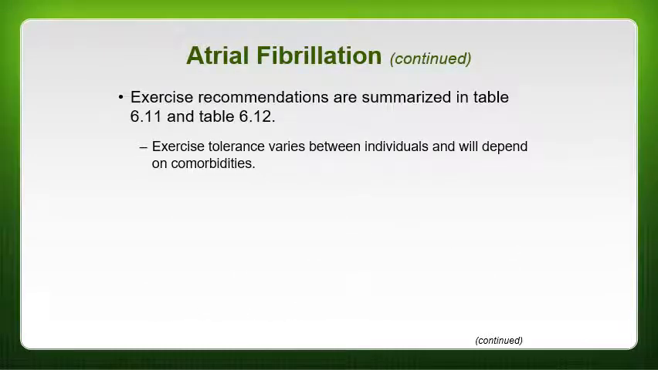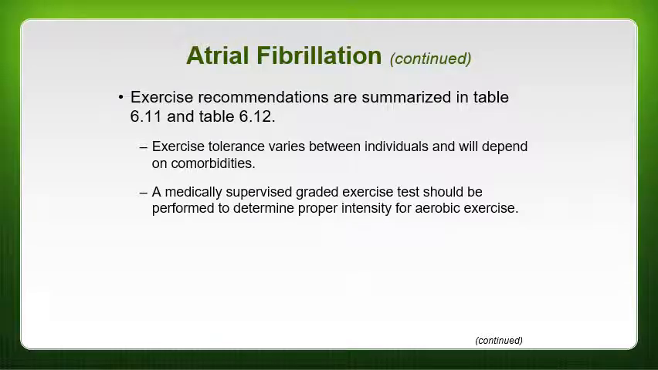So again, you have your exercise recommendations. The tolerance is going to vary between individuals, and a lot of times it's going to depend upon what type of comorbidities they have or what other conditions they have associated with the atrial fibrillation. If they have heart failure, or if they have hypertension, how does that relate to the individual's exercise tolerance? And they should have a medically supervised graded test, because that can give you a better idea as far as the proper exercise intensity.